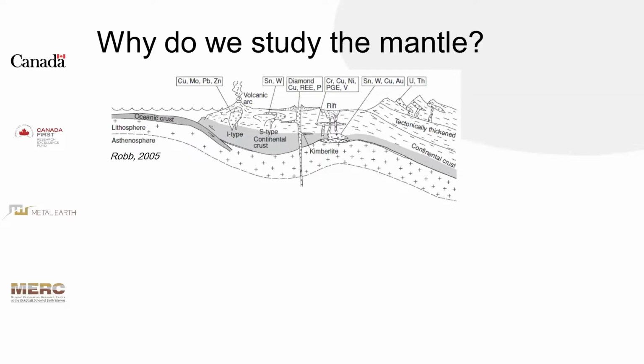If you look here at different types of ore deposits, some of them are known to be directly related to a deep input, for example, diamonds, nickel, copper, PGE deposits, and rare earths, but some others are indirectly influenced by reservoirs deep in the lithosphere.